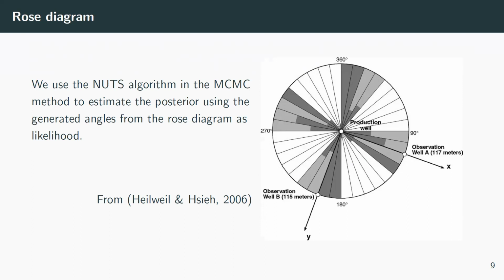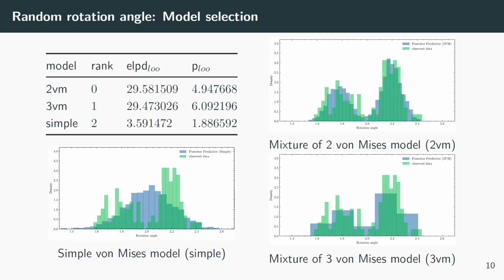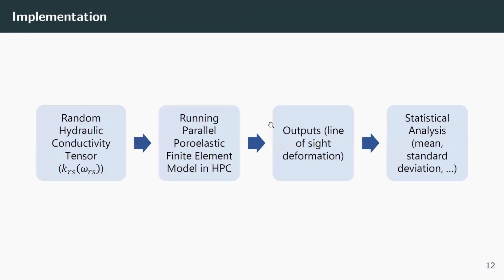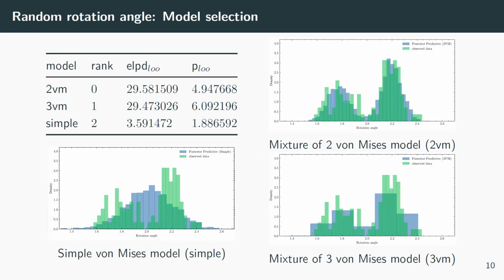This diagram shows the histogram of fracture direction. And here you can see that we have a bimodal distribution in the data. So then we are going to compare some models. Here we have a simple von Mises model, and a mixture of 2 von Mises model and a mixture of 3 von Mises model. And the green bars show the observed data, and the blue bars show the posterior.